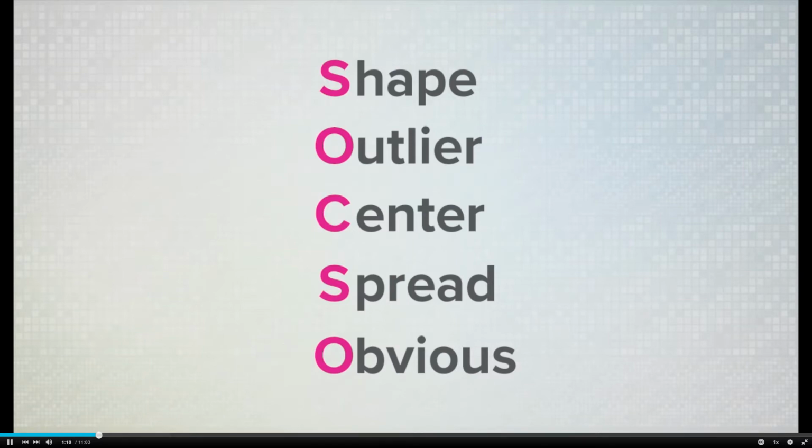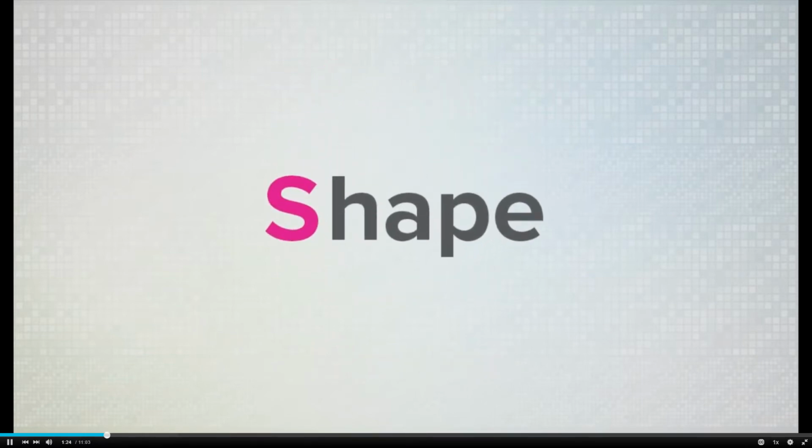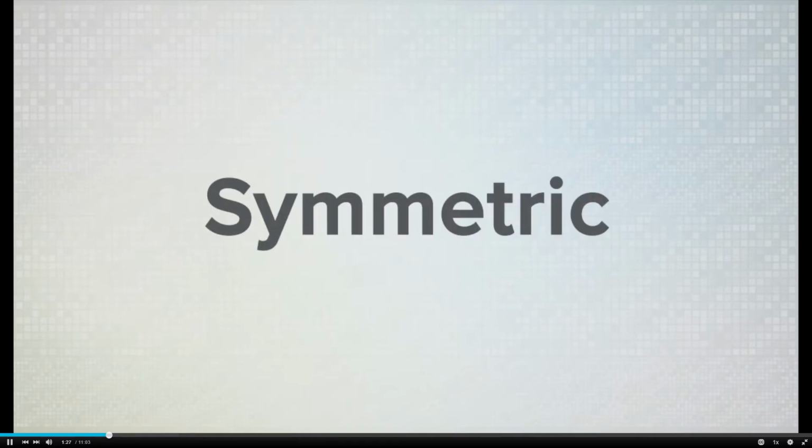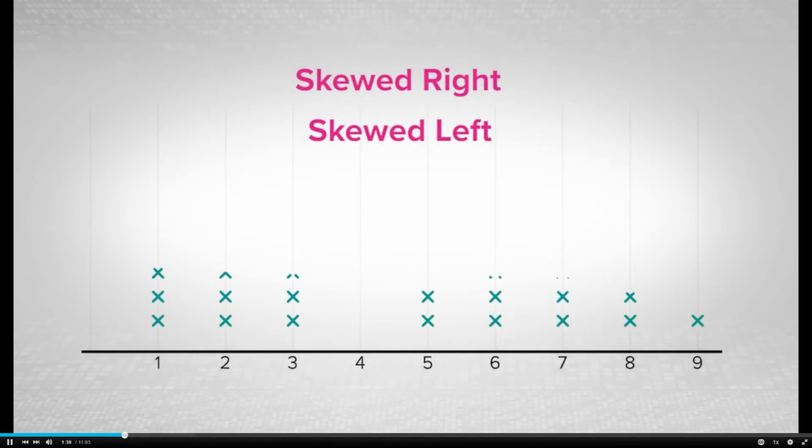Let's talk about each one of these individually. Our first S is shape. One common shape word that can be used to describe a graph is symmetric. A good example would be a box plot, where the median creates a mirror image on both sides. Or we could talk about skewed right or skewed left.